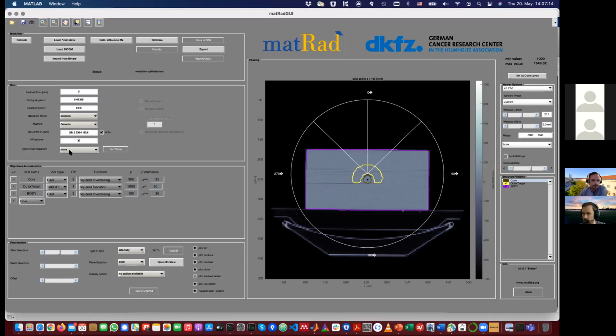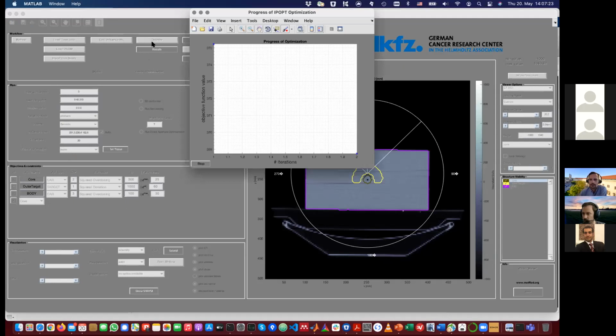But for now, I will just keep everything as it is, and we'll click on the optimize button to trigger the inverse plan optimization. And now we'll just wait until the optimization finished.